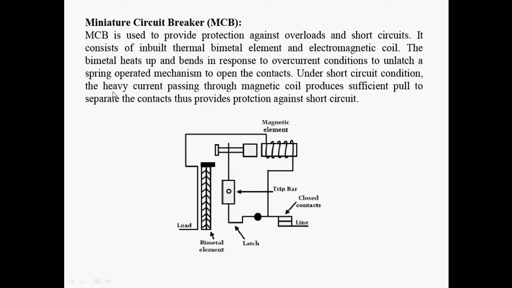Under short circuit condition, the heavy current passing through this magnetic coil produces sufficient pull to separate the contacts, and thus provides protection against short circuit. This coil produces sufficient magnetic pull because of magnetic force, and this disturbs the contacts, and thus the contacts are opened. This latch is bent by this electromagnetic force.